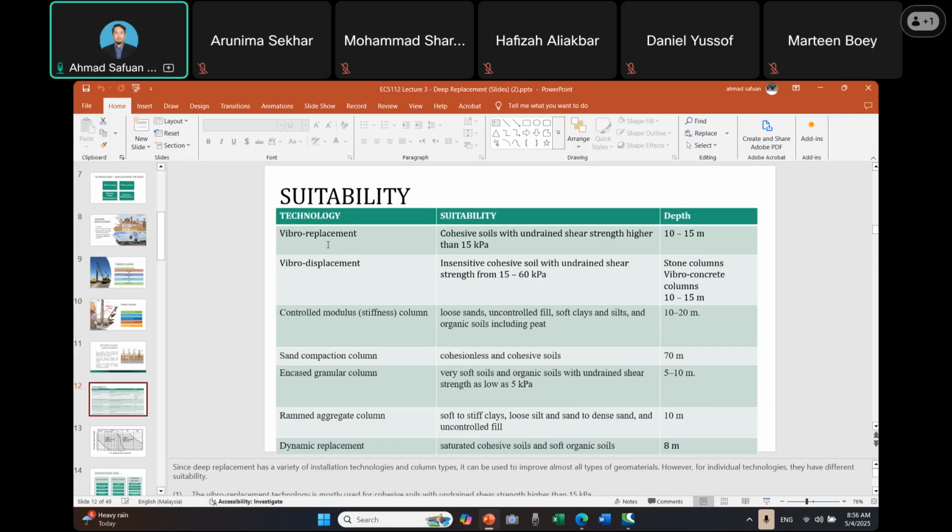So controlled modulus stiffness column is like a bored pile. It's suitable to treat loose sand, uncontrolled fill, soft clay and silt, and organic soil including peat. It can be up to 20 meter. Then we have a sand compaction column, suitable for cohesionless and cohesive soil. It can be up to 70 meter deep.